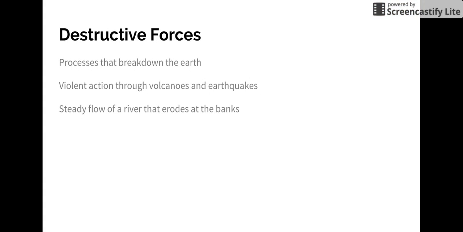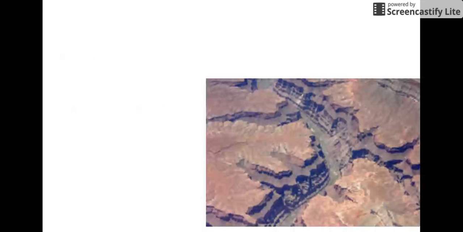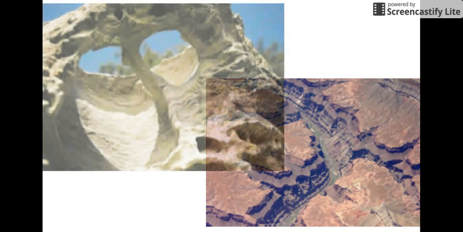Destructive forces. These are the processes that break down the Earth, and this can happen through violent action through volcanoes, which is a little bit different than we had talked about with just the lava adding rock, and through earthquakes. This can also happen with a steady flow of a river that erodes at the banks. So you'll notice right here we have a lot of erosion going on. This is one example of a destructive force.